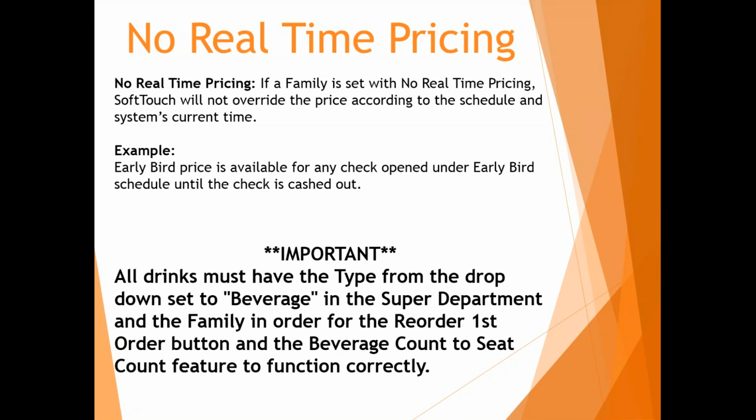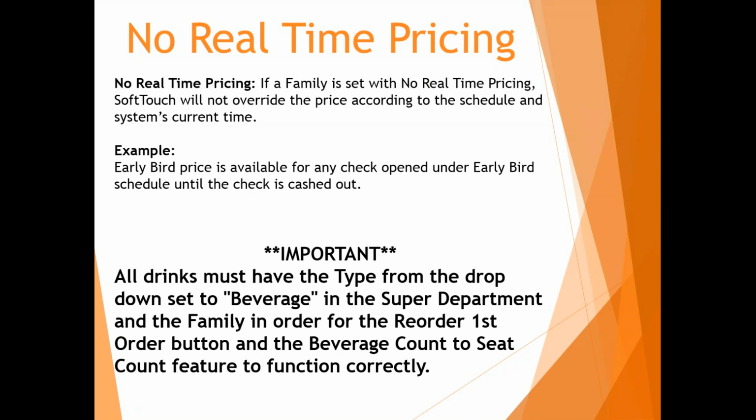Yes. So you were right with the real-time pricing being like a happy hour sort of thing. But you can also do the no real-time pricing. This is where the family comes in again. If a family is set to have no real-time pricing, then SoftTouch is not going to override the price. It will use whatever price it was when that check was open. For example, you can have the early bird price, like a happy hour sort of thing. If it's from 5 to 7, then they'll have the early bird price. Even if it's 7 to 8 and it's supposed to have new pricing, the check still has that early bird pricing. They'll continue to have that the entire time until the check is cashed out.